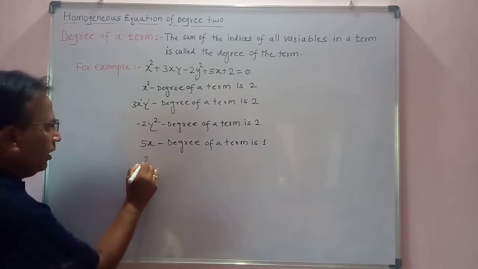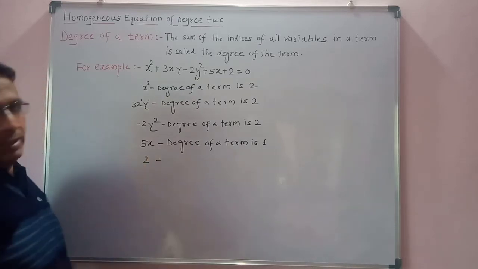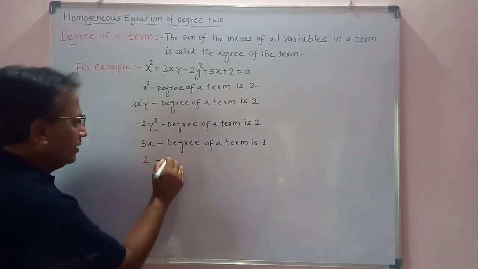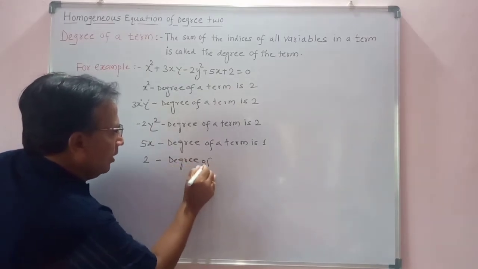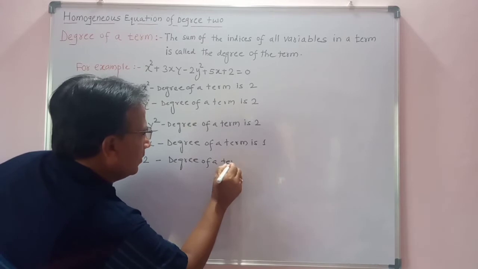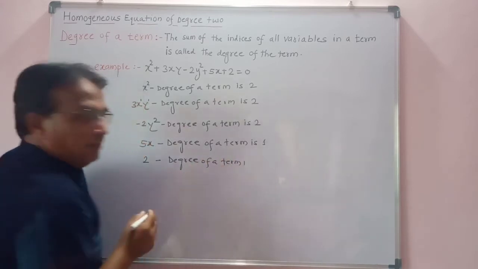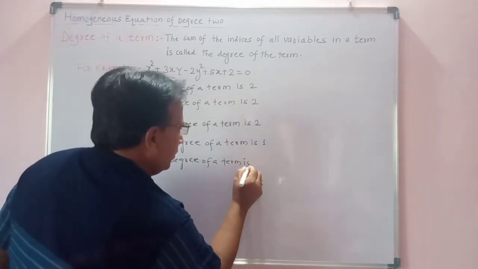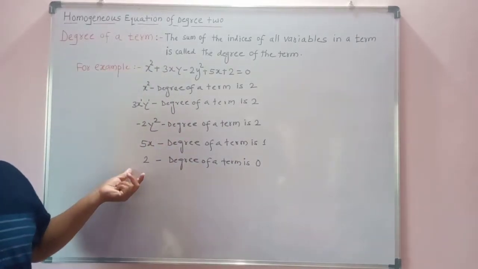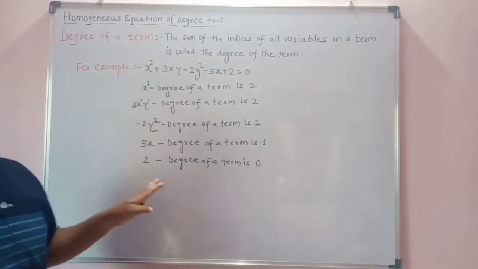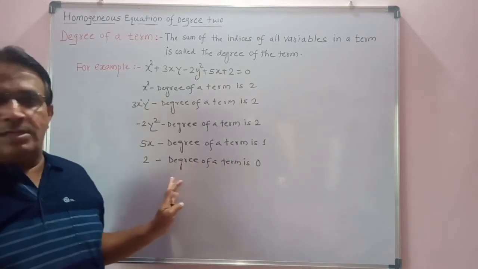Therefore, 2 is a constant. There is no degree, so the degree is 0. The degree of a constant term is 0. This is not considered. 2 is a constant term. It's okay.